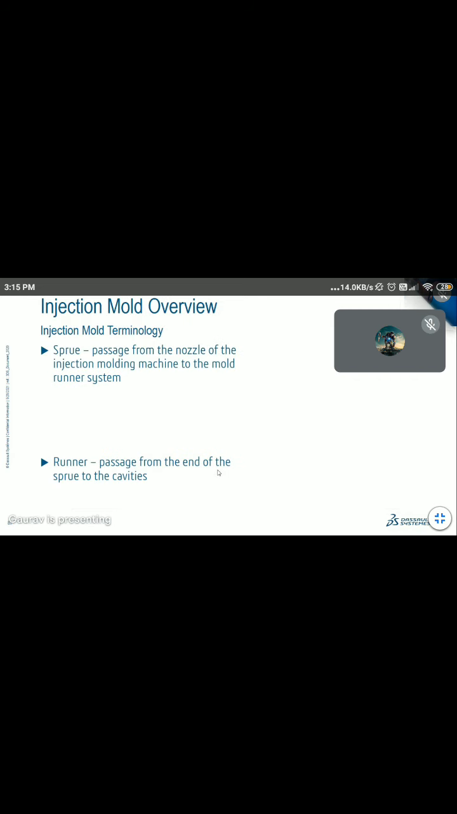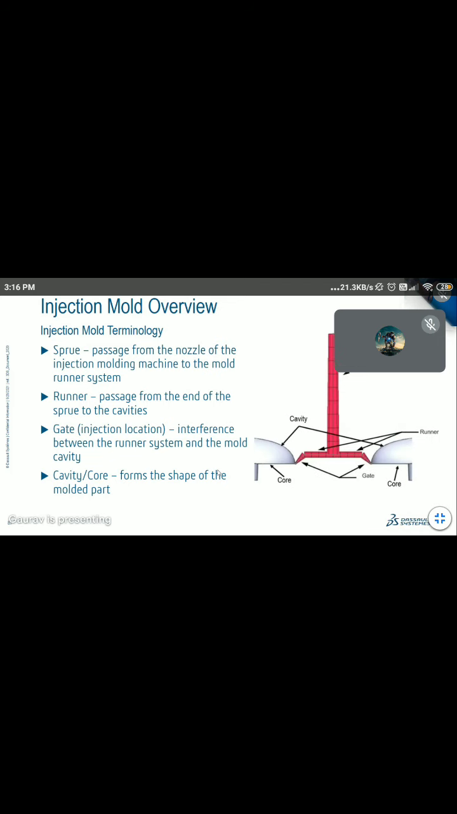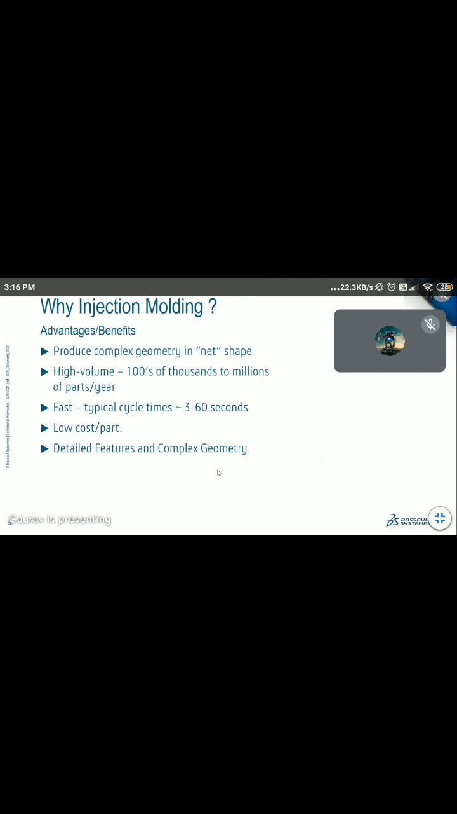A basic injection molding overview: we all know there is a sprue, runner, and a gate system. And finally, the plastic is filled inside the cavity to form the net shape. So this is just the basic overview of plastics. Advantages: complex geometry can be done. High volume, thousands to millions of parts are manufactured per year. Cycle time is short, within 3 to 30 seconds parts are produced. Low cost per part. Detailed features and complex geometry can be produced, and it is chemically resistant. And they are light in weight.